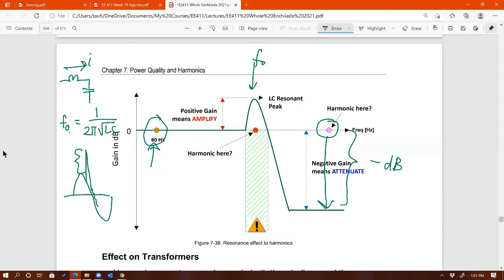Does that make sense? So if you are working for utilities in the future and you know that there's a system that contains harmonics, a harmonic rich electrical system, make sure that the resonant frequency of the system does not coincide with harmonics. If they are coinciding with each other, then you've got to do something about it. You've got to filter those harmonics. Any questions?